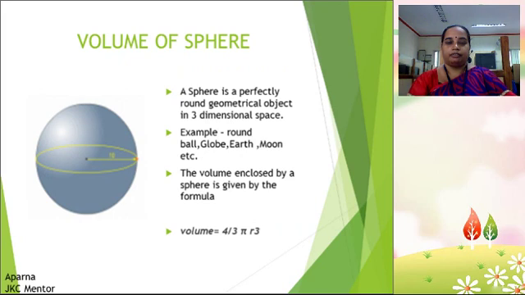Next is the volume of a sphere. A sphere is a perfectly round geometrical object in three-dimensional space. The examples of a sphere are a round ball, globe, earth, moon, etc. The formula for the volume of a sphere is 4 by 3 pi r cube.